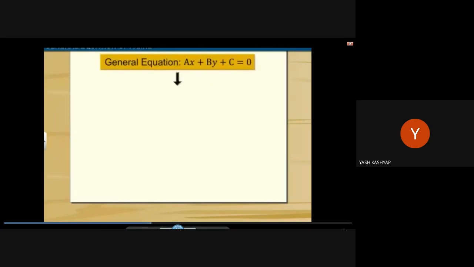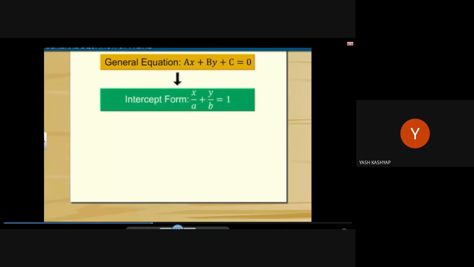That line's slope is also undefined in that situation. Next, the intercept form of a line: x by a plus y by b is equal to 1. Let us convert the general form into the intercept form.